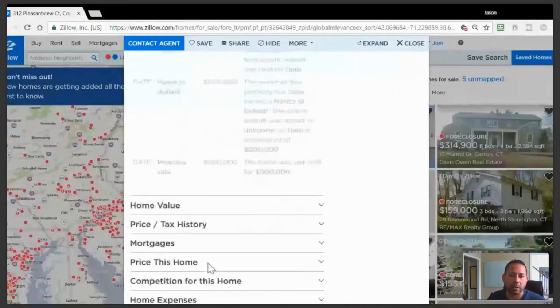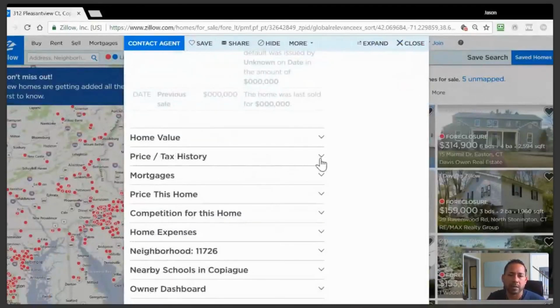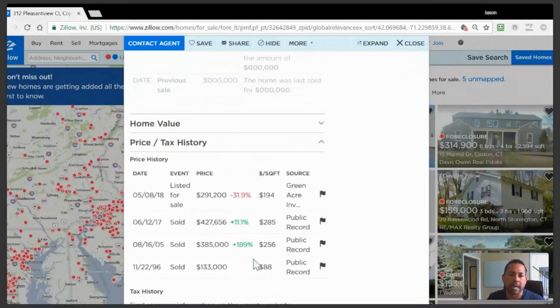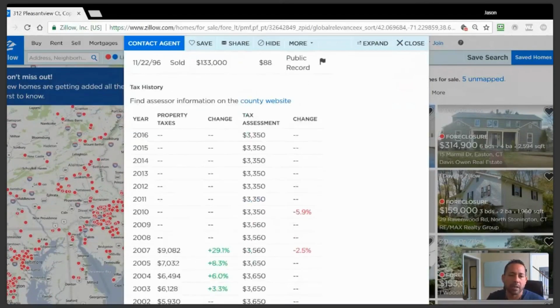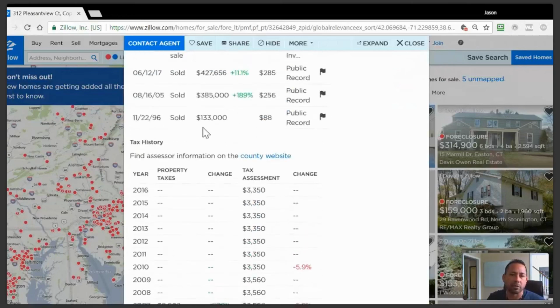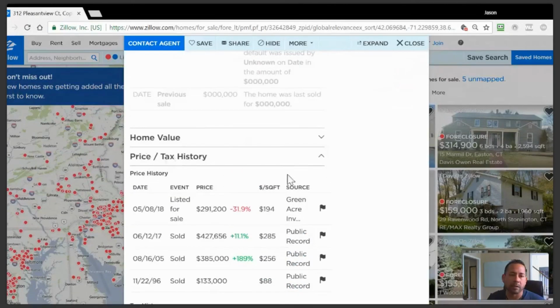If I scroll down on Zillow, one thing that I always like to do is take a peek at the taxes, because the taxes where we are are expensive. So here, look, these are the property taxes. What I went to here was the price value of the house and the property taxes.